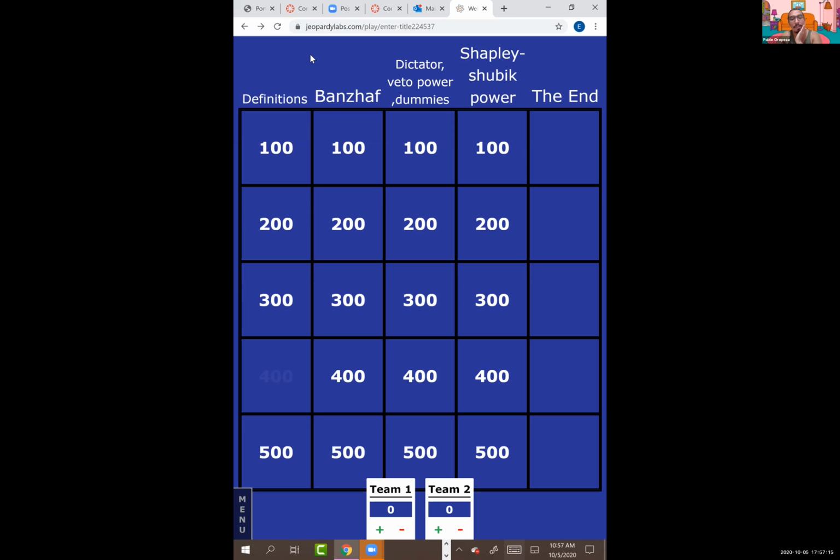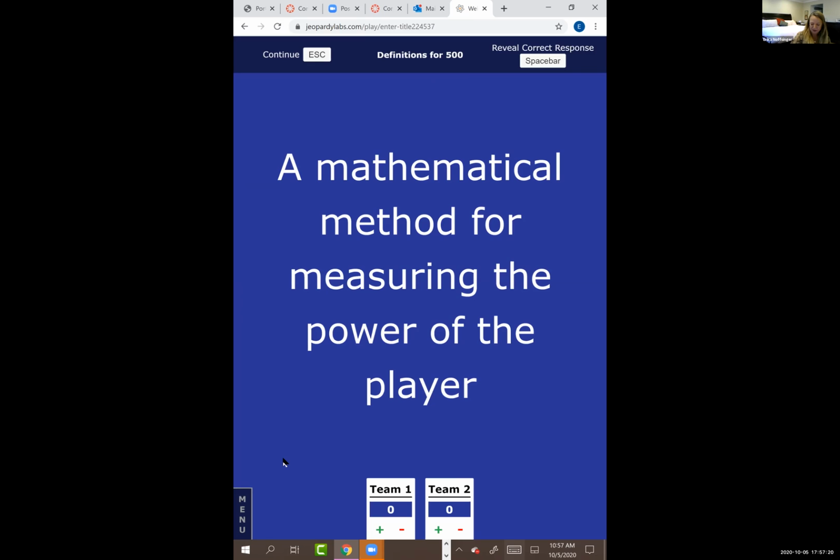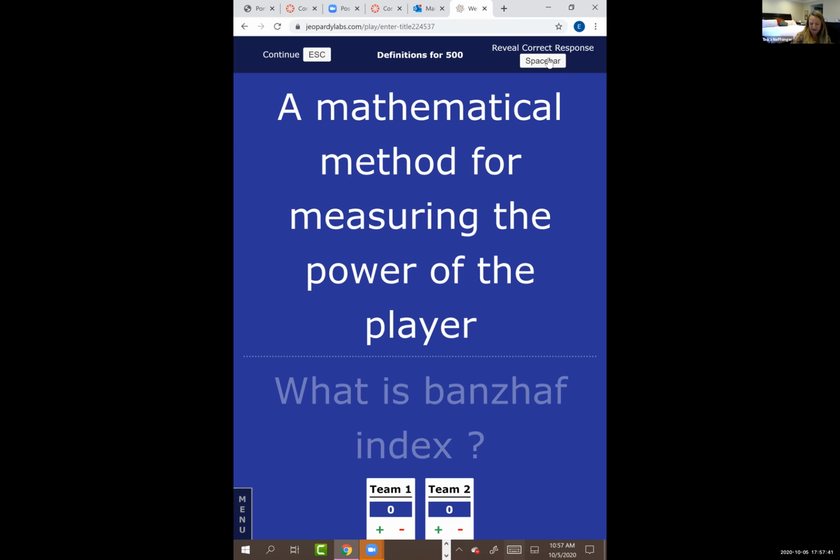Let's do definitions for 500. Okay. A mathematical method for measuring the power of the player. Ooh, it could be the gunshot power. Okay, you guys agree? Yeah. So, a mathematical method for measuring the power of the player. So you guys got it. Bonds off power. You will be team one. 500 points.